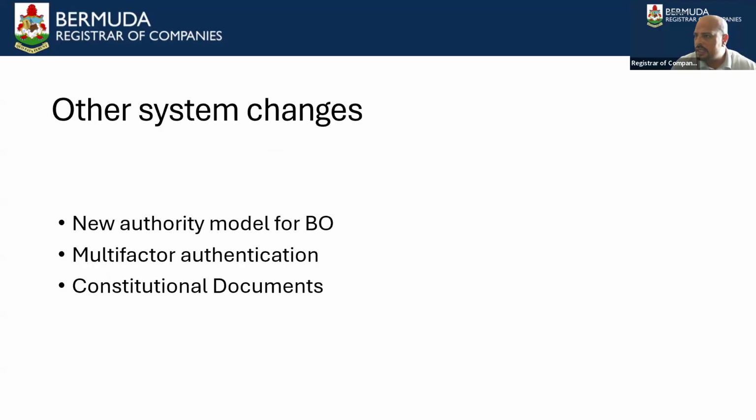Okay, to the next one. So along with this, there are other system changes that we have done to add additional security around the beneficiary ownership side of the register. There is a new authority model that we have put in place for beneficiary ownership that's separate and apart from the existing authority that you have to manage an entity. We'll go further into the authority in the second webinar.